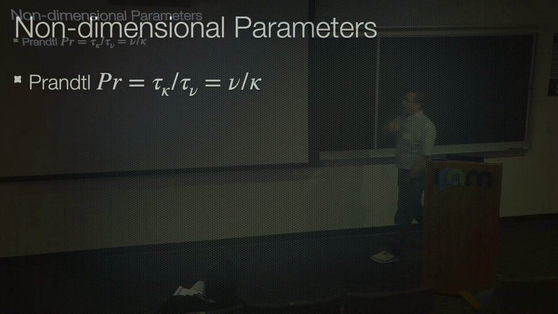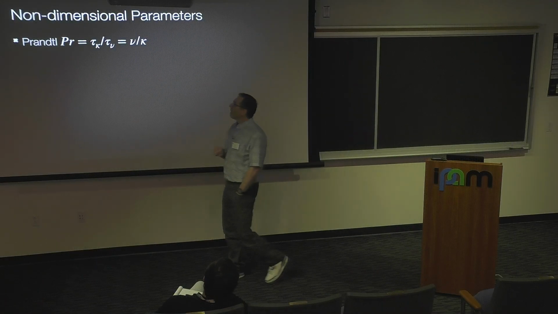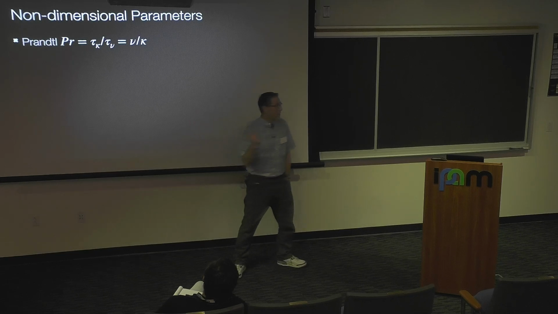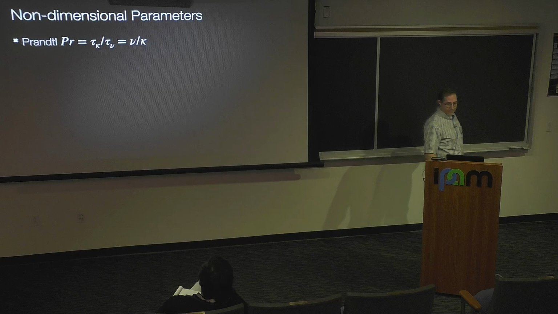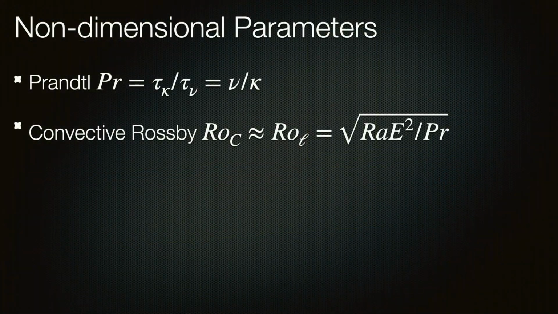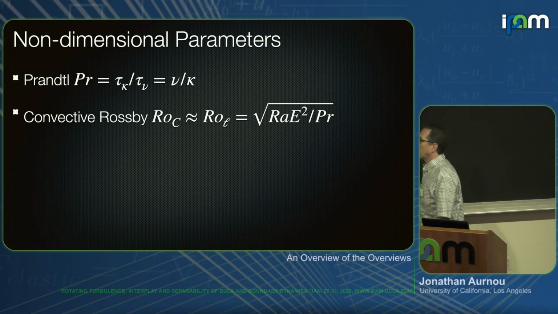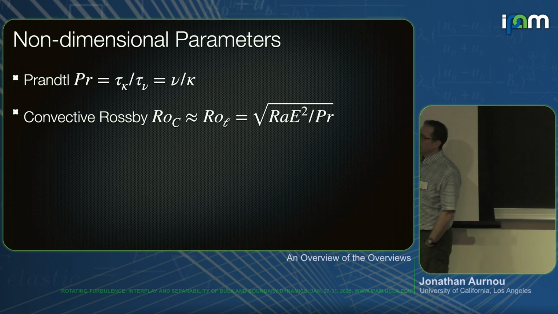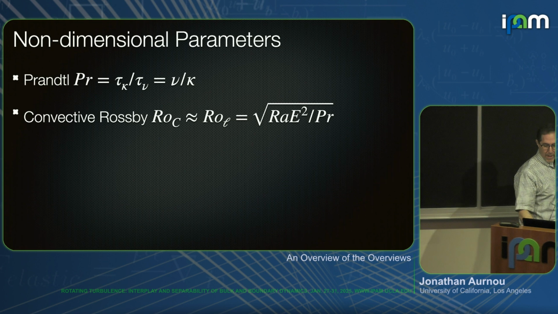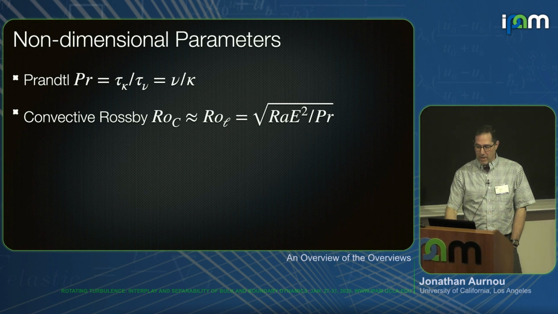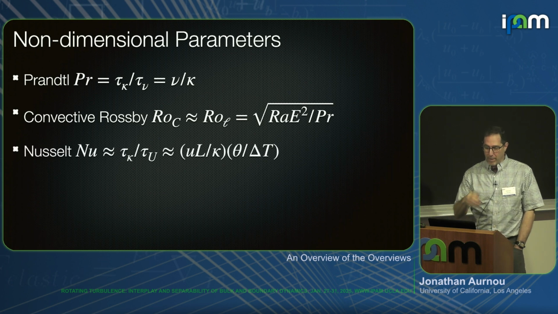What else we got? We have the ratio of diffusion times, so essentially the material properties of the fluid. That's the Prandtl number. And another one we'll probably see a lot this week is the convective Rossby number, which you can think of as essentially a buoyantly fueled local convective scale Rossby number. It's an a priori estimate of that value, and it goes as the square root of Rayleigh times Ekman squared over Prandtl. It'll come up a lot. It shows up in many, many problems, and it's often one of the critical, or the critical, control parameter.